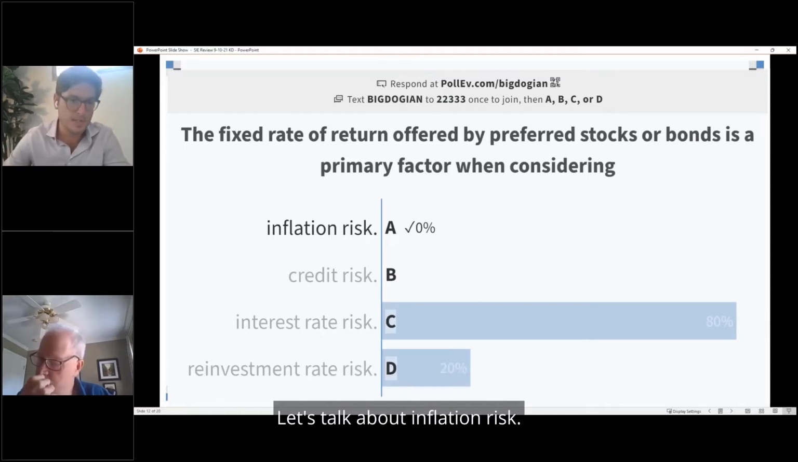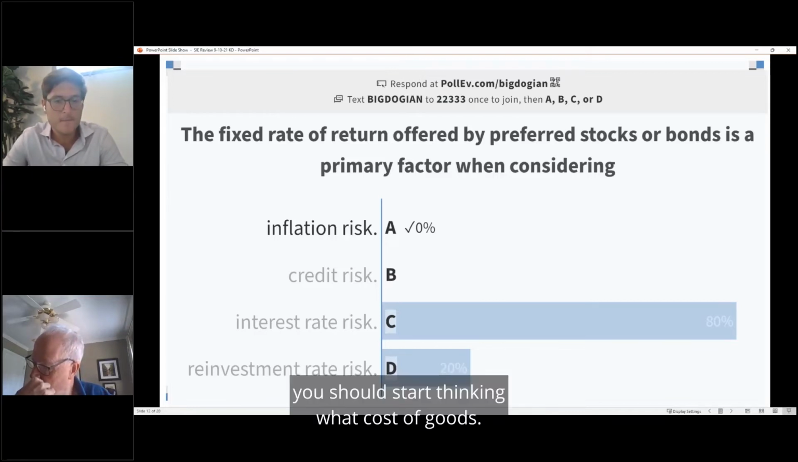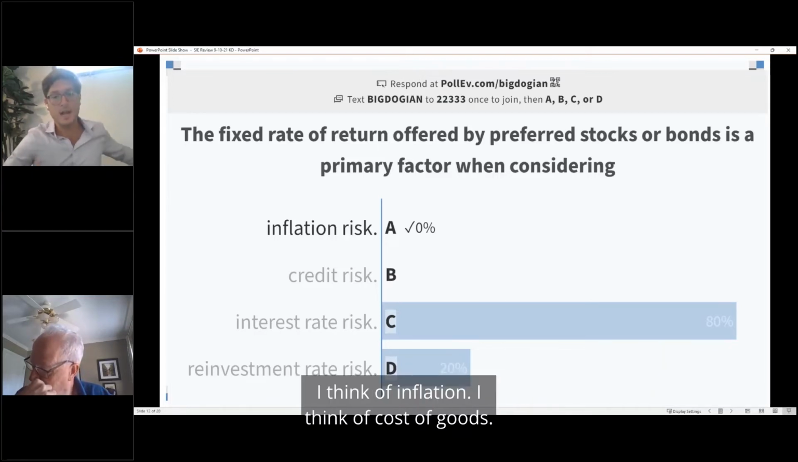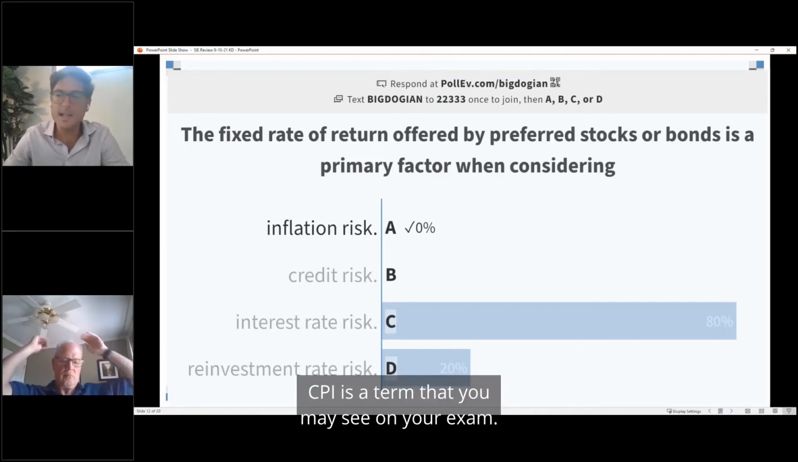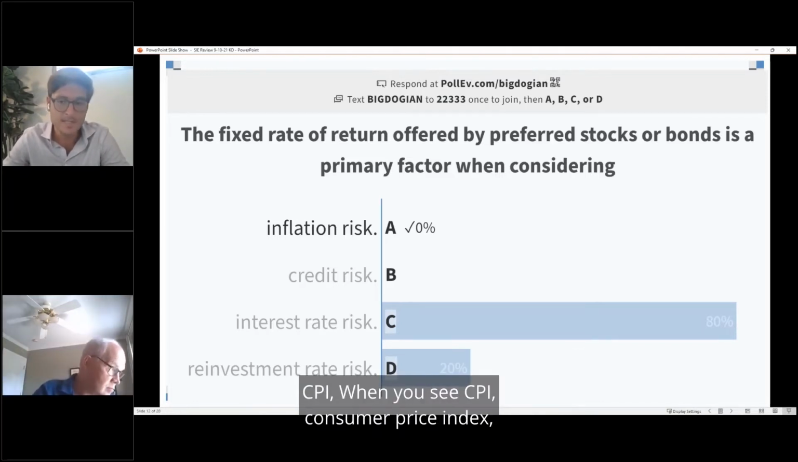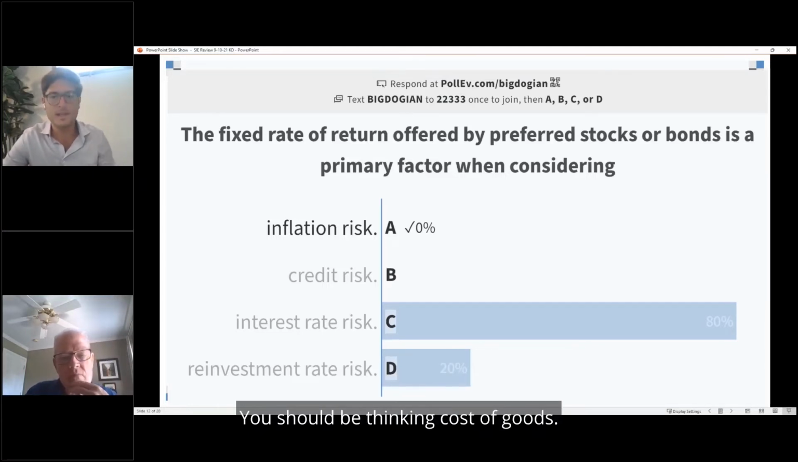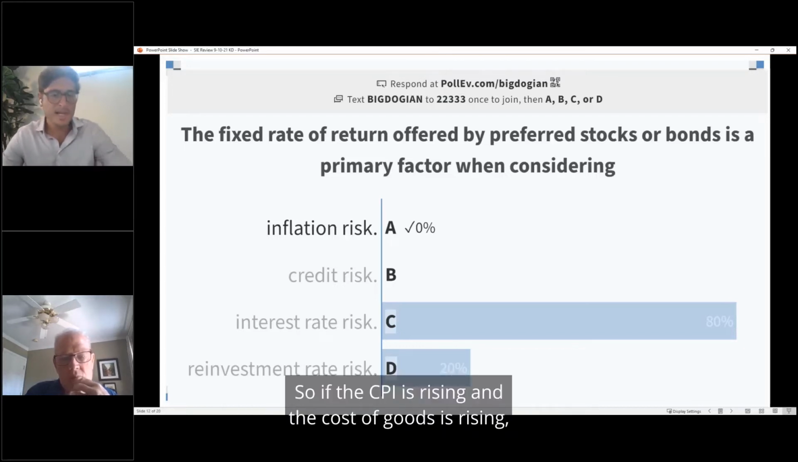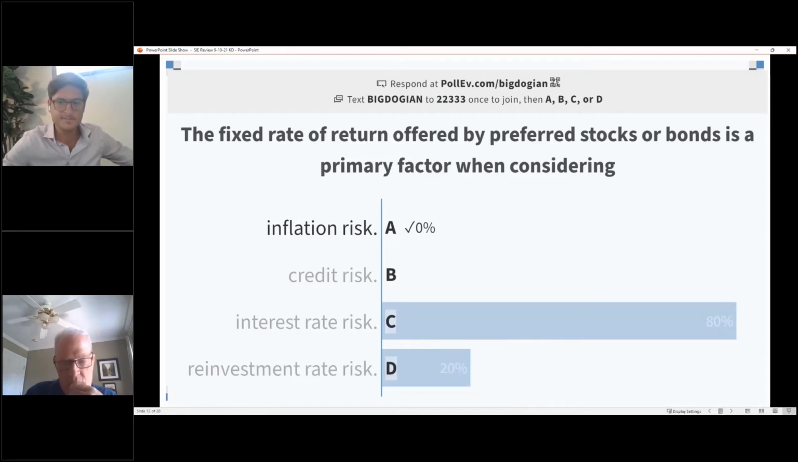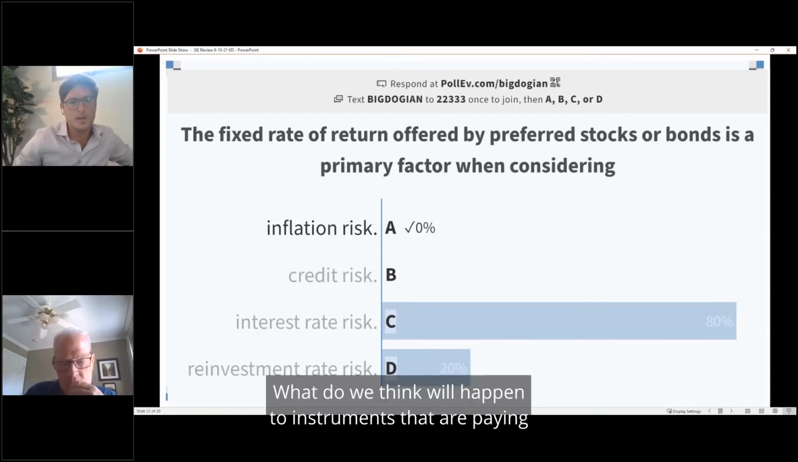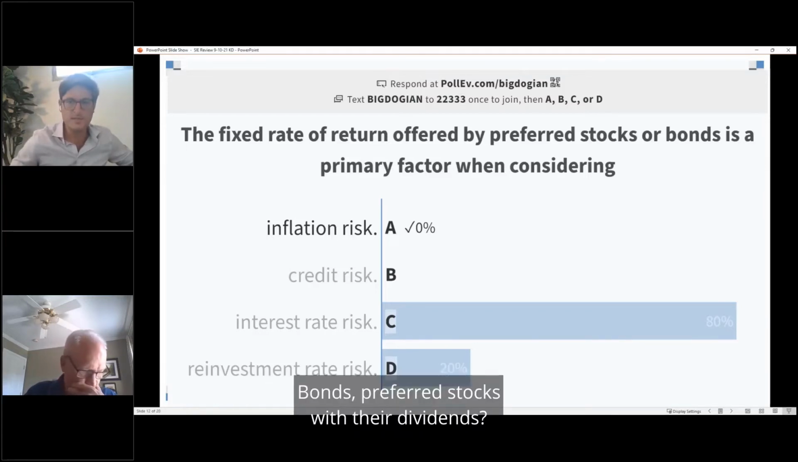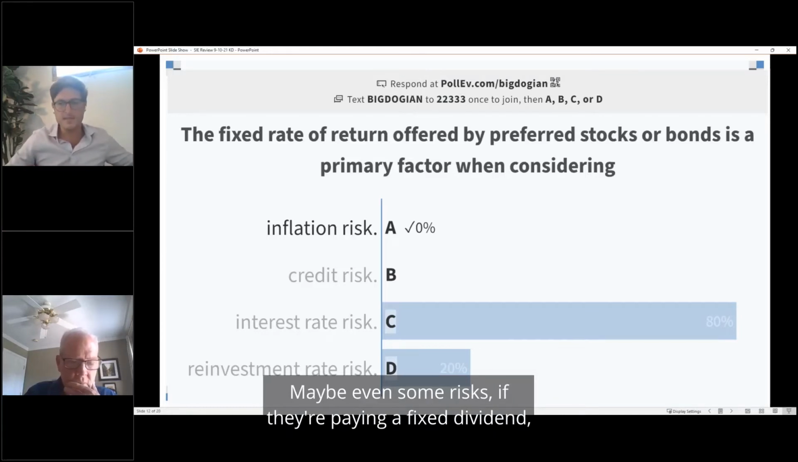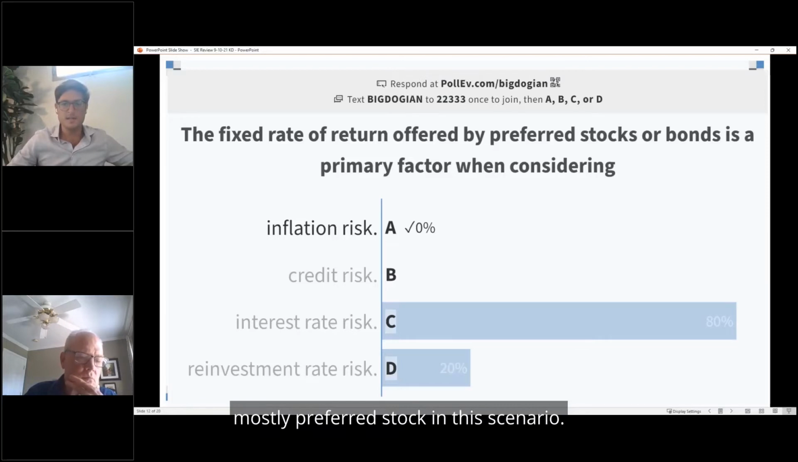Let's talk about inflation risk. When you think about inflation, you should start thinking what? Cost of goods. I think of inflation, I think of cost of goods, I think of the consumer price index. CPI is a term that you may see on your exam. When you see CPI, consumer price index, you should just be thinking inflation. You should be thinking cost of goods. So if the CPI is rising and the cost of goods is rising, what do we think will happen to instruments that are paying a fixed rate of return? Bonds, preferred stocks with their dividends, maybe even some REITs if they're paying a fixed dividend, mostly preferred stock in this scenario.